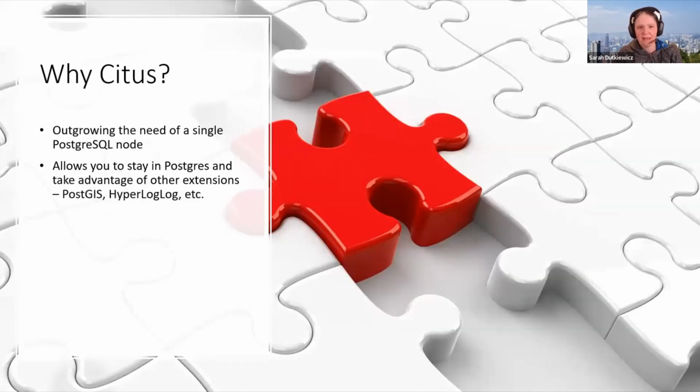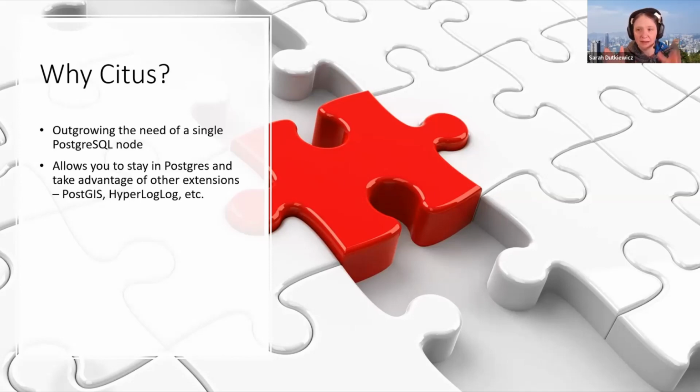So why Citus? Well, let's say you're working on a single Postgres node and you start to realize that you're growing. You're growing either too much data, or maybe you need more processing power, more storage, things like that. Well, how do you grow? This is where Citus comes into play, because Citus will allow you to do that.